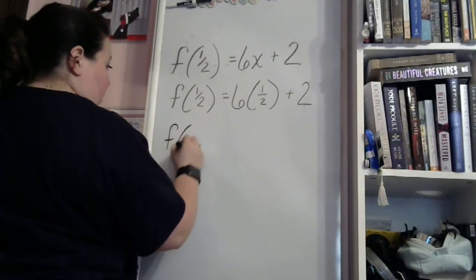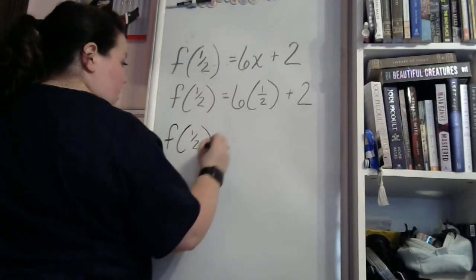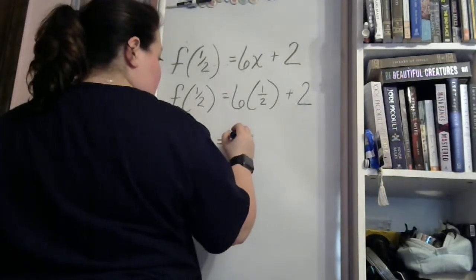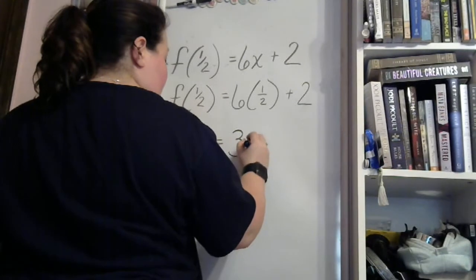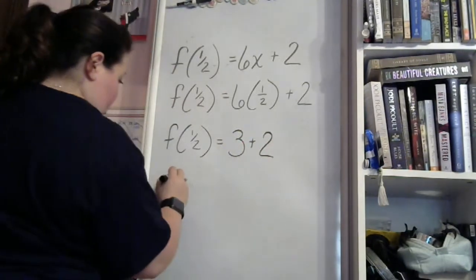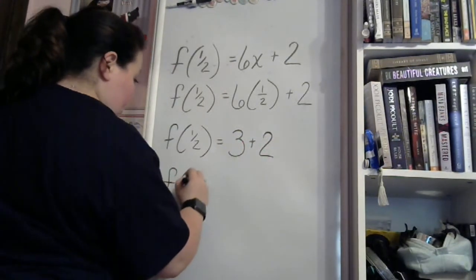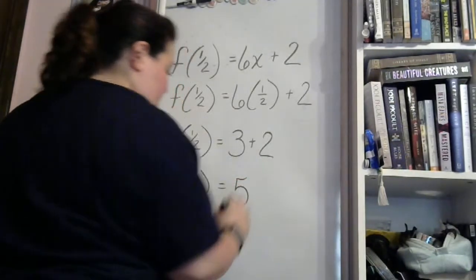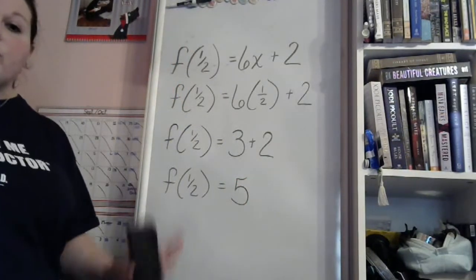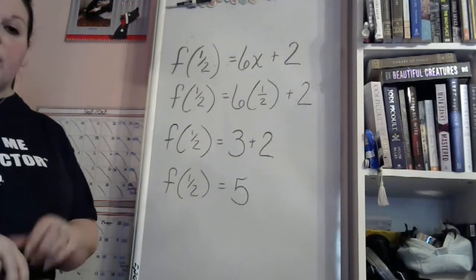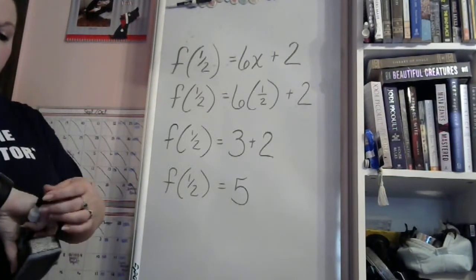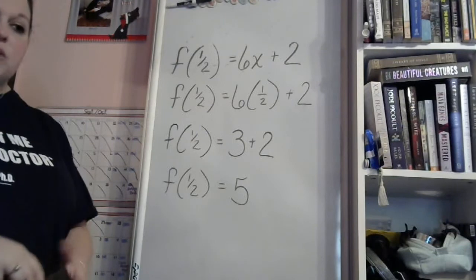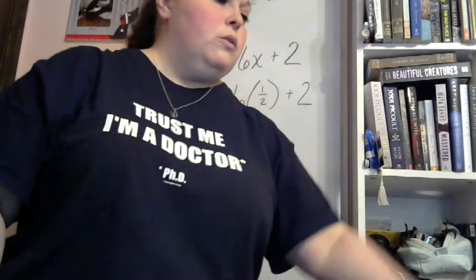So f of 1/2 equals 3 plus 2. So f function of 1/2 equals 5. So fractions, just because they're fractions, don't have to be scary. The decimals you probably won't be as afraid of because you'll be able to use your calculator with those.